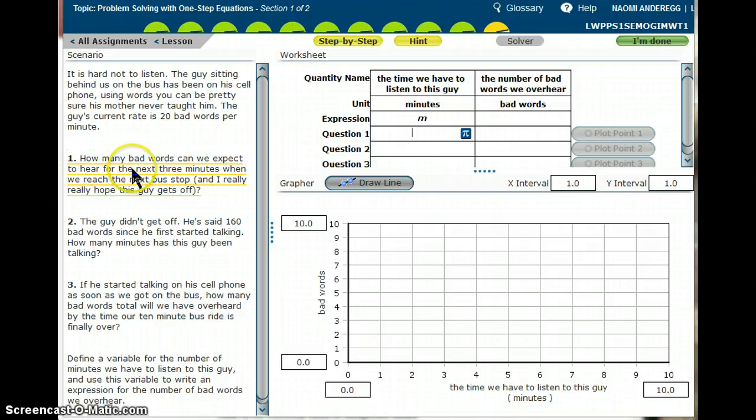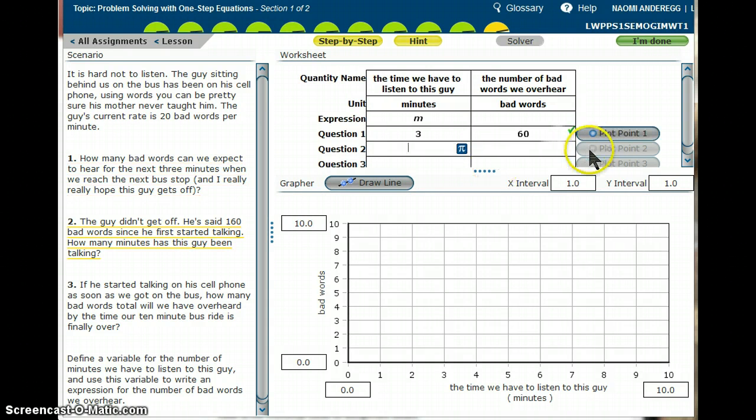So 1, how many bad words can we expect to hear for the next 3 minutes when we reach the next bus stop? And I really hope this guy gets off. We know the number of minutes is 3, and then we think, well, 20 bad words per minute, 3 minutes, so that's going to be 20 and 20 and 20. So we're going to expect to hear 60 bad words in the next 3 minutes. And it lets me know that I've done this part correctly.